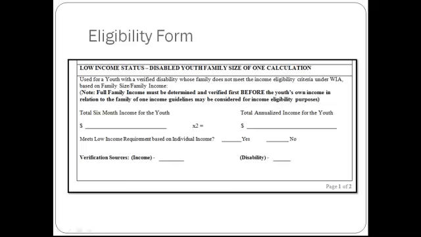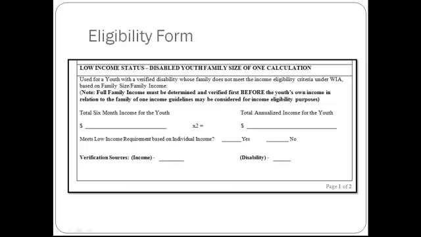If you find that the youth does not meet income eligibility requirements based on the family income calculation and the youth is disabled, you will then fill out the next section titled Disabled Youth Family Size of 1 Calculation. You calculate the youth's income as a family of 1.